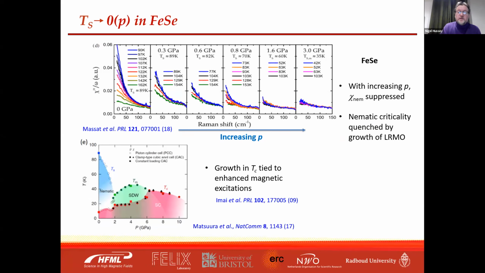I think the putative nematic critical point should be around about 2 gigapascal, just between the last two panels. This suppression has been attributed to the quenching of the criticality by the concomitant growth of long-range magnetic order, as you see in this phase diagram. So before the nematic order is suppressed, you get this development of a spin density wave phase. And interestingly, the growth of this appears to also tie in with the growth of the superconducting transition temperature with pressure.